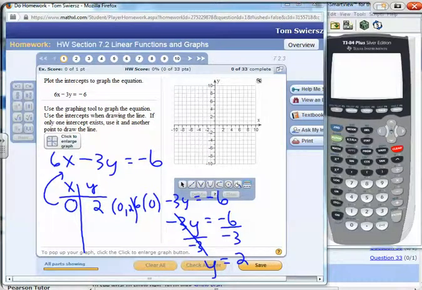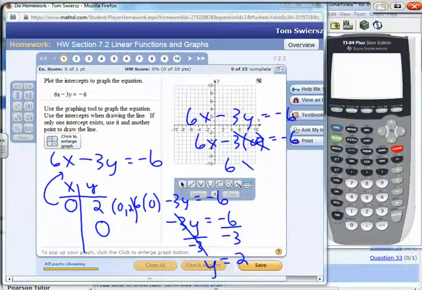Okay, now the other intercept is the x-intercept. That's when y is 0. So you take your same equation, 6x minus 3y equals negative 6, and put in 0 for y. So 6x minus 3 times 0 equals negative 6. Okay, so 3 times 0 is 0. So what remains on the left side is 6x equals negative 6.